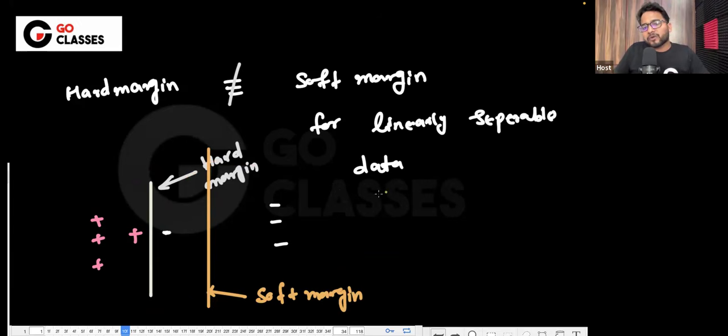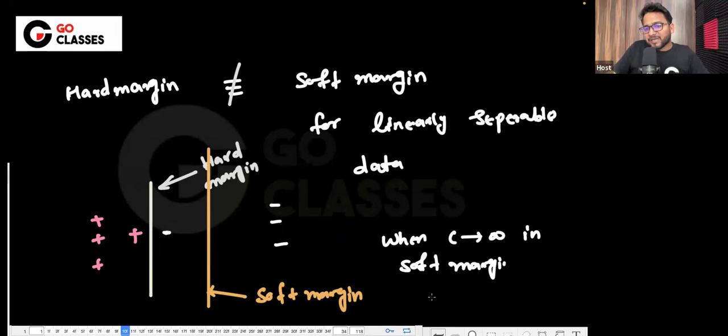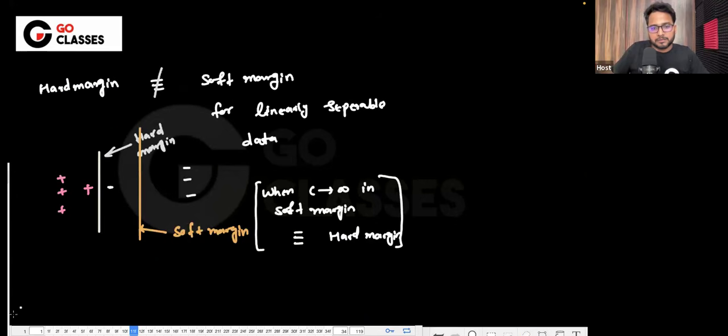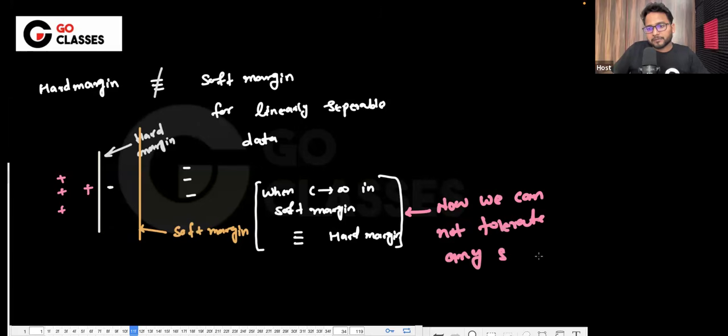There are actually two different objective functions. Soft margin and hard margin are the same, as we have seen, when C is infinity. When C tends to infinity in soft margin, it is equal to hard margin, which means now we are not able to tolerate any slack. C tends to infinity means we cannot tolerate any slack. Understood?